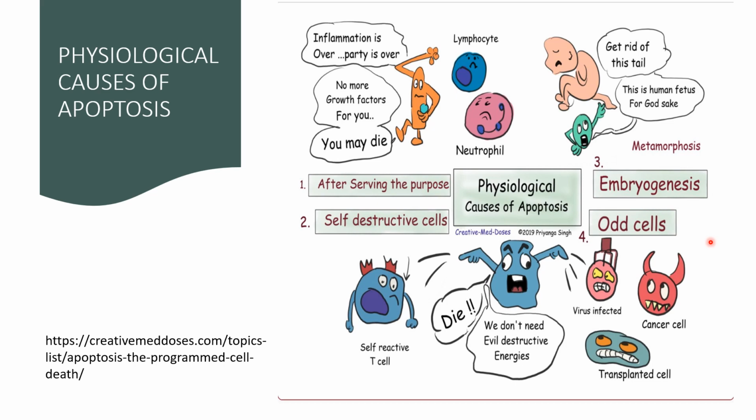The fourth example is odd cells. Let's say, for example, a cell is infected by a virus or certain carcinogens which make it a cancer cell. Sometimes cells will also be transplanted into the body, but they may not necessarily be useful. They could be harmful cells. So if the body recognizes these kinds of cells on time, the body will eliminate them via apoptosis.